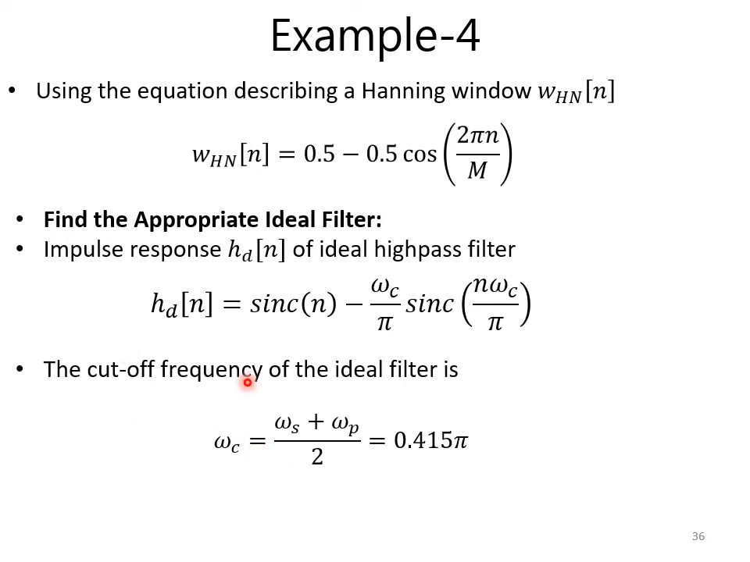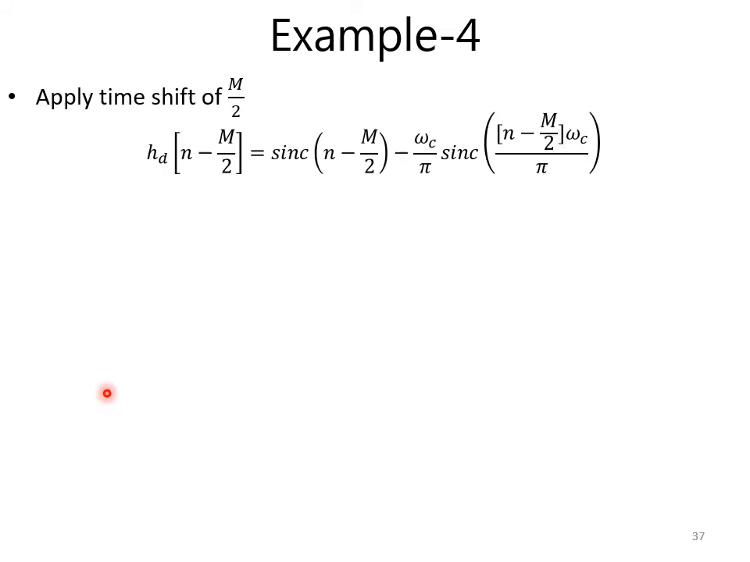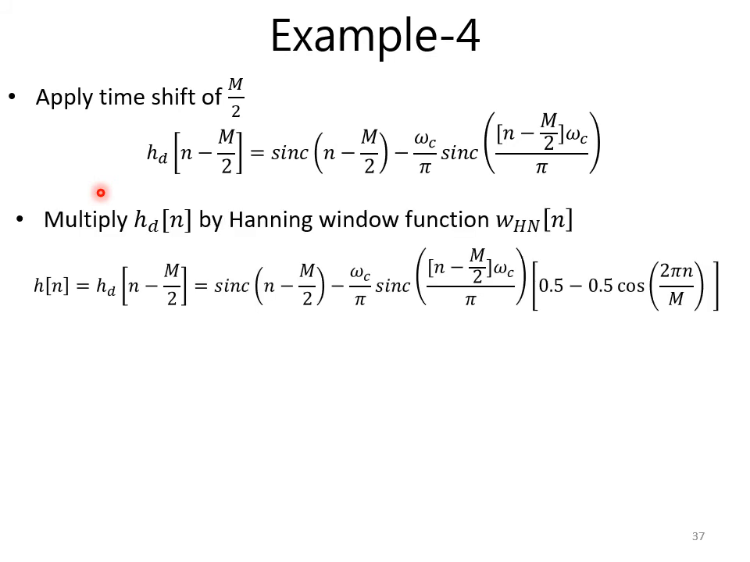But before that we need to find the cutoff frequency, which is at the midpoint of the transition band. So it is equal to omega s plus omega p, divided by 2. Now we have to delay the ideal impulse response by M upon 2 units and then multiply it with the Hanning window function. So after multiplication and shifting, we have the impulse response of the filter given by this equation.